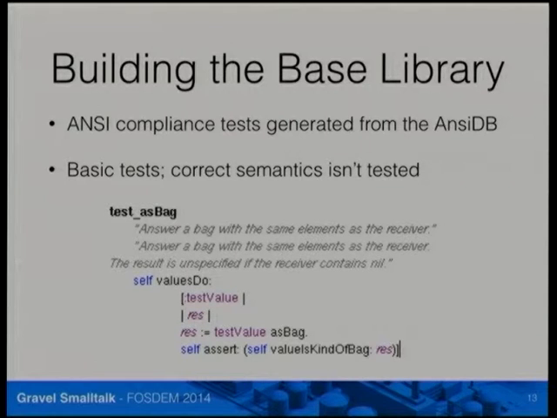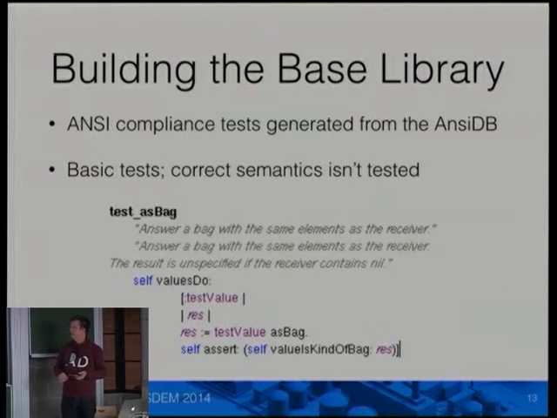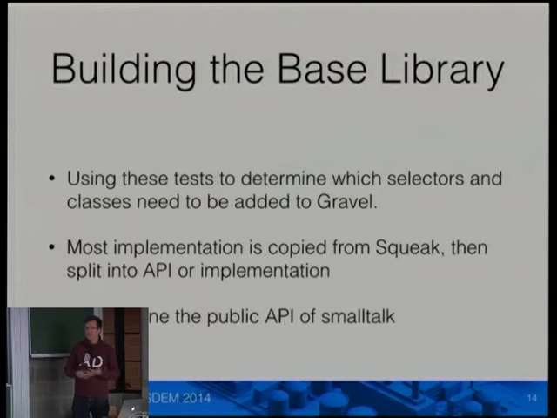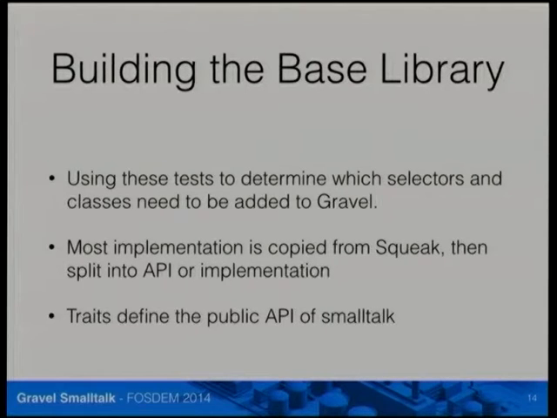It runs with some example values. So this is the test for the selector called sbag. And certain kinds of objects should be able to respond to a message like that, things like an ordered collection or an array or other collection types. So it will iterate over some example values. We just perform the selector and we test whether the result is anything sensible. We don't do any semantic checks next to a simple type check. But using these tests, we can pretty easily recreate what is needed to have a base Smalltalk system in Gravel.